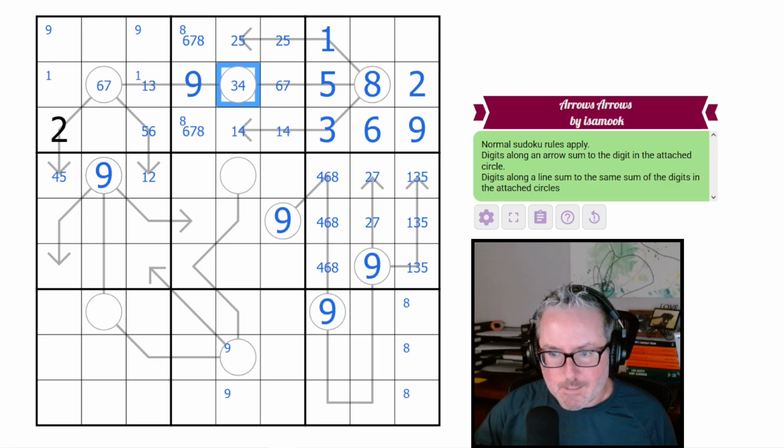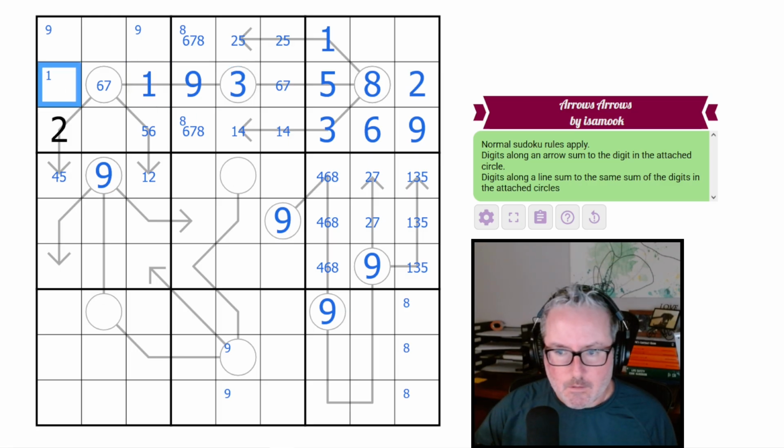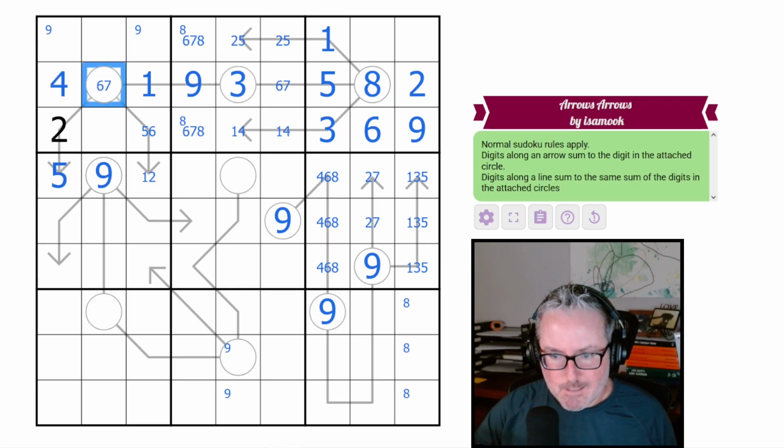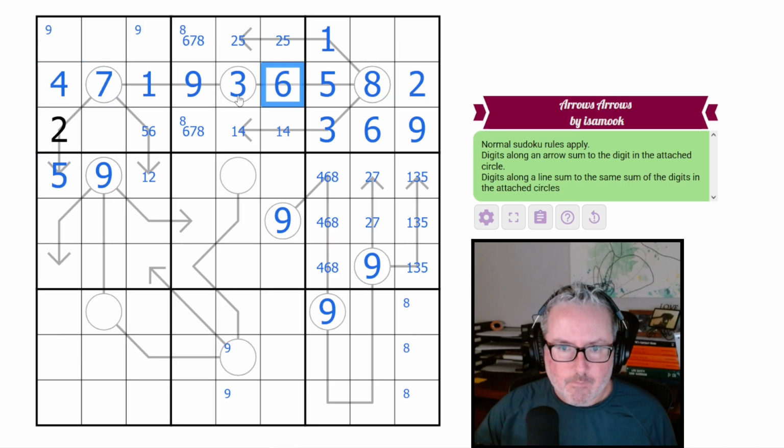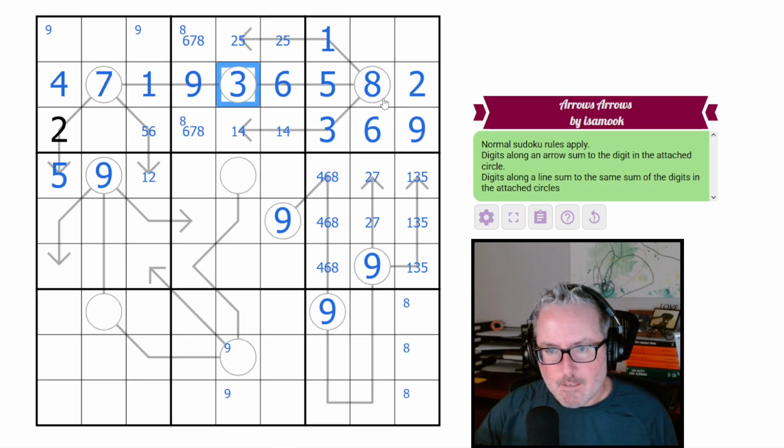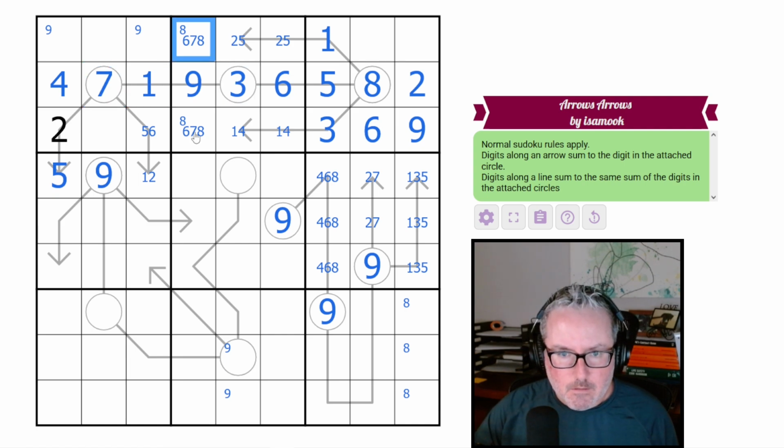That 1, 4 says this is 3. That says this is 1. This is not. This is a given 4. That says this is 5. This is 7 and 6. 6 and 5 is 11. 8 and 3 is 11. 9 is 1 is 10. 7 and 3 is 10. These are not 6s. Okay, we got some work out of that.